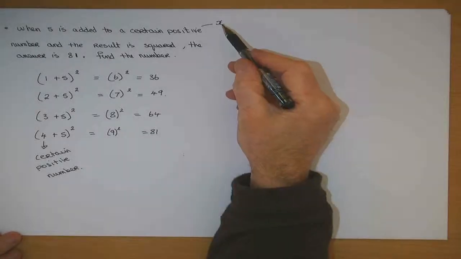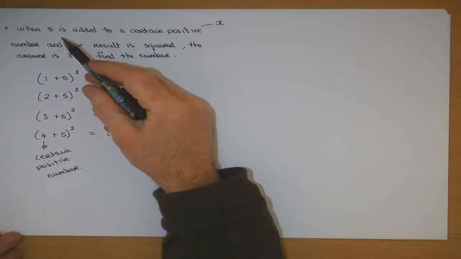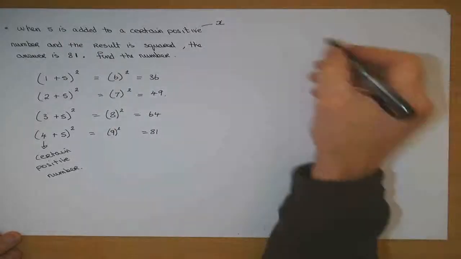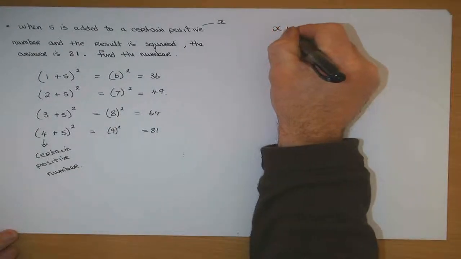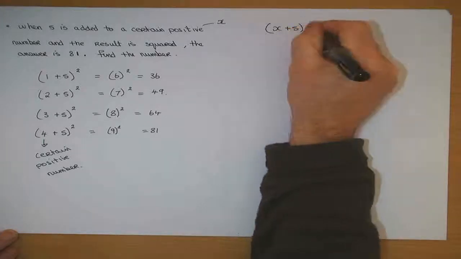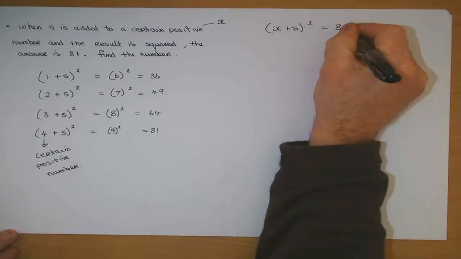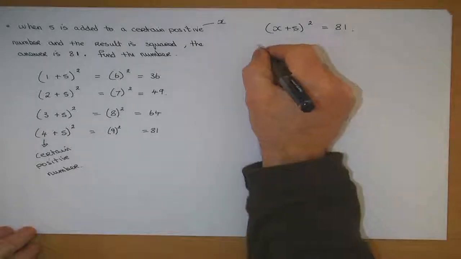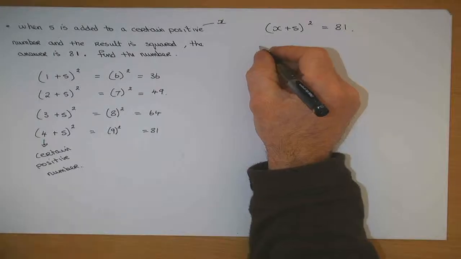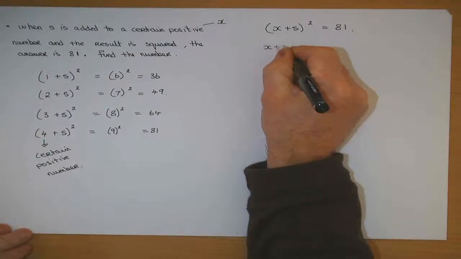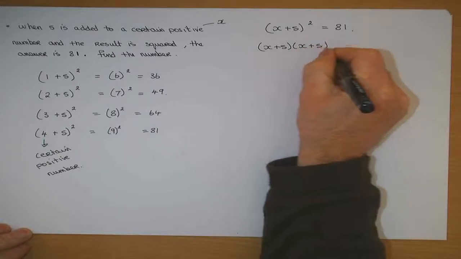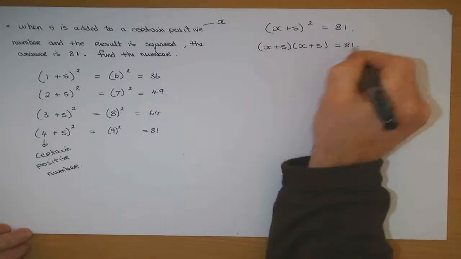So what do I do with this number x? What do I add to it? And then square it. And what does that give me? X plus 5 to be squared gives me 81. So there's my quadratic equation now. What's x plus 5 to be squared? X plus 5 by x plus 5 is equal to 81.